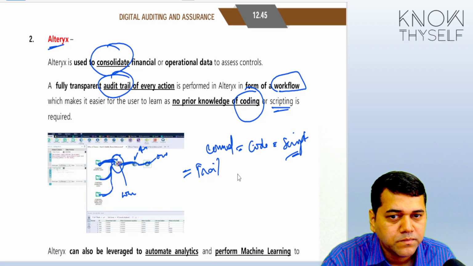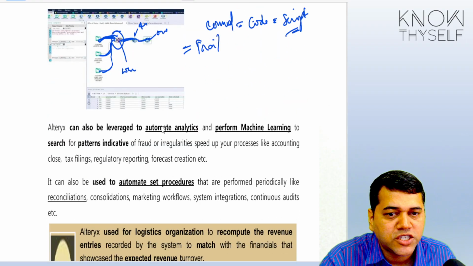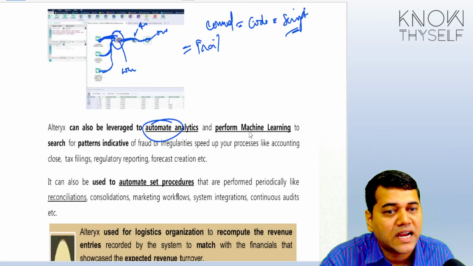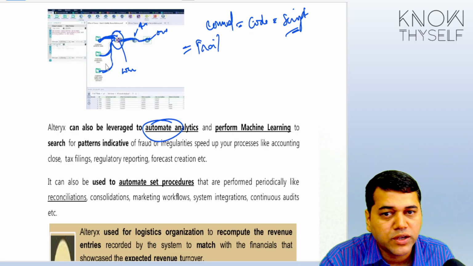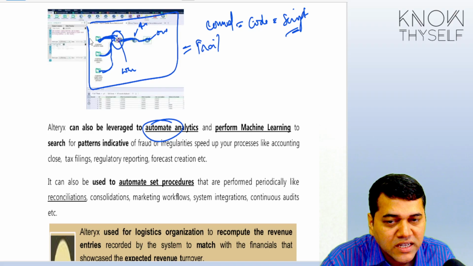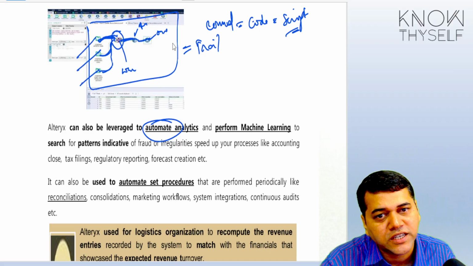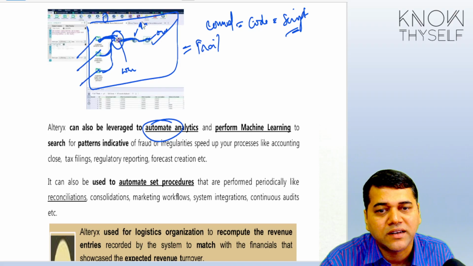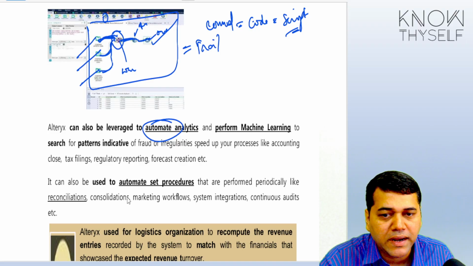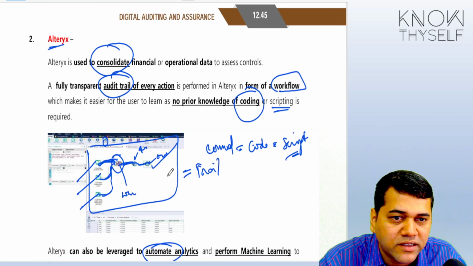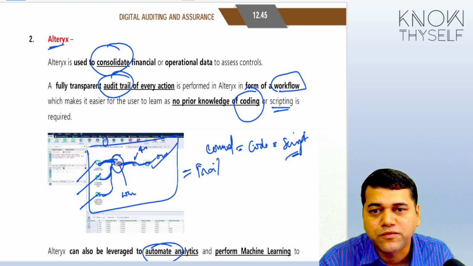I hope it's clear. Now, Alteryx can be leveraged to automate the analytics and perform machine learning. So you can automate. That means once you design it, next time you just change the source data. Finish. Output is ready. You click here, run. Search the patterns and use them to automate the set procedures. So if they ask you about Alteryx, tell them that it is for consolidation.